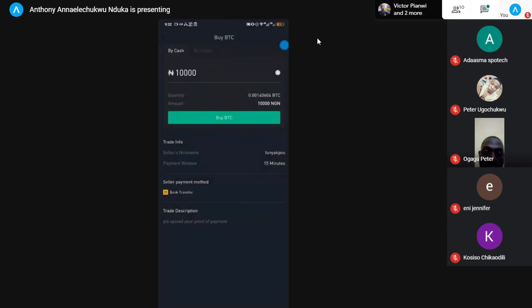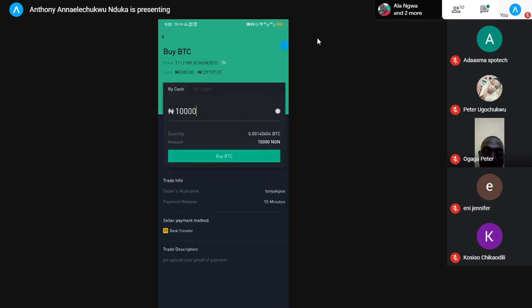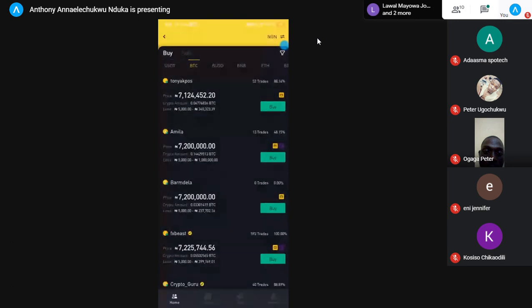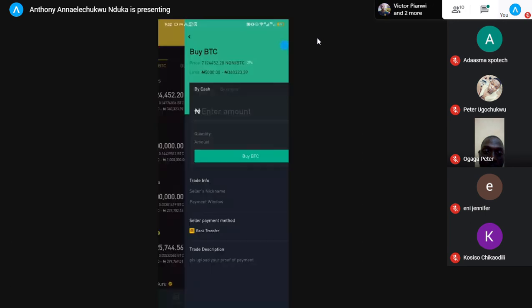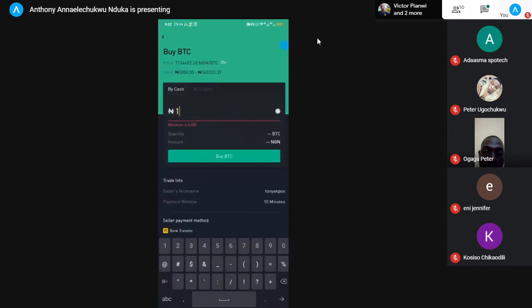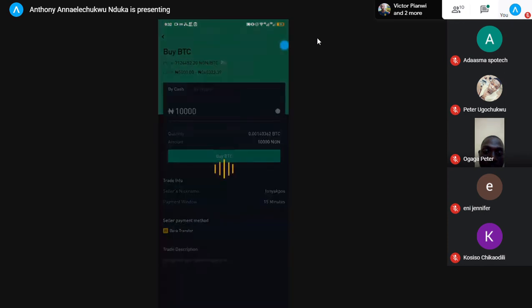okay, it says prices updated. The amount at which he sells has been updated. I'll click on buy again. It means I need to go back and refresh. This means that he has changed the price at which he is selling. I'll go back to buy. I'll be fast with this, 10,000, buy.